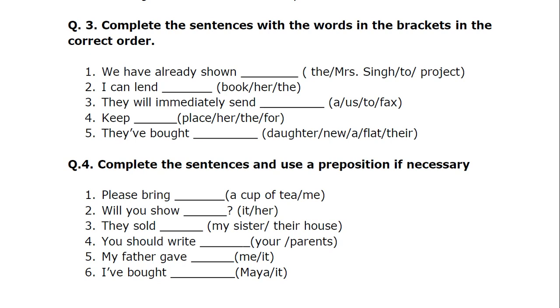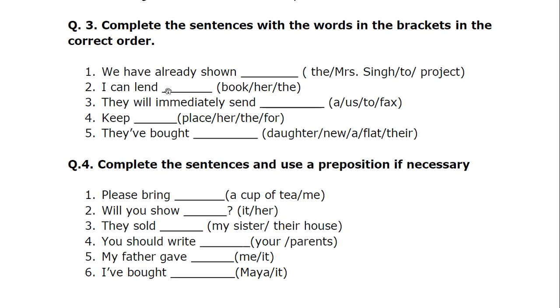So the first one will be, see, you have to be careful. You have realized the preposition is there. So it will be, we have already shown the project to Mrs. Singh. That means here the direct object comes first. We have already shown, see here, exact words. Nothing you missed. The, project, to, and Mrs. Singh. The project to Mrs. Singh.